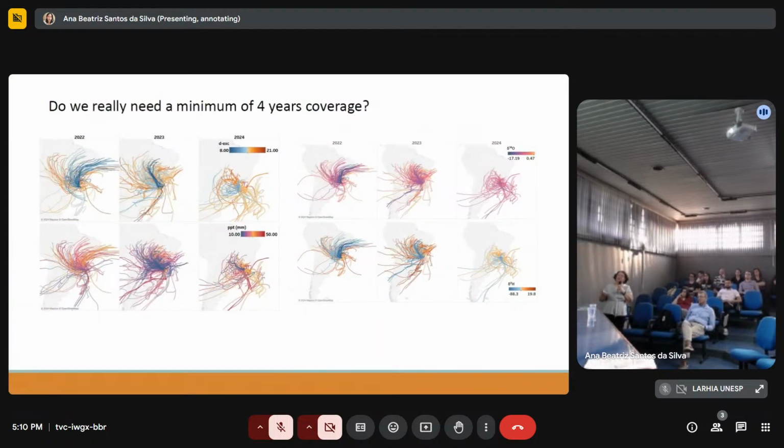And do we really need a minimum of 4 years? Here I show you data from São Paulo for 2022, 2023, and 2024. These are the trajectories with the deuterium excess, the precipitation amount, and the O18. 2022 and 2023 were pretty much the same, but as you can see, 2024 totally changed. The intention of using this 4-year coverage is to avoid one odd year like this affecting the whole regression.